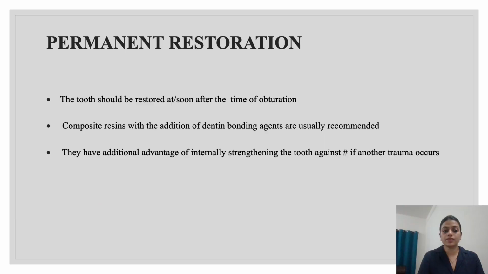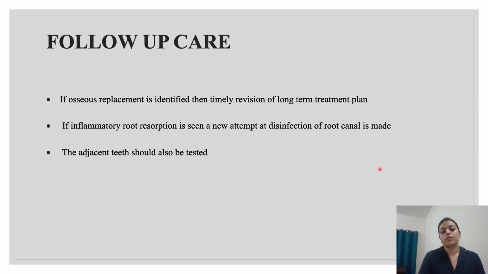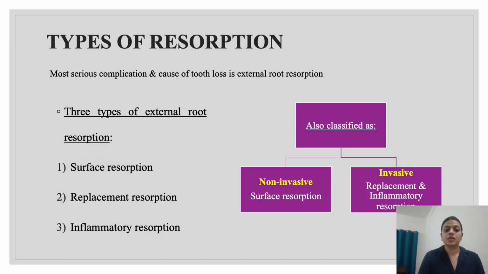Permanent restoration: the tooth should be restored at or soon after the time of obturation. Composite resin with addition of dentin bonding agent is recommended. These strengthen the tooth internally against any kind of fracture. Follow-up care is, if osseous replacement is identified, that is ankylosis occurring, then we have to revise the long-term treatment plan. If inflammatory root resorption is seen, a new attempt to disinfect the root canal is made, and the adjacent teeth are also tested time and again.